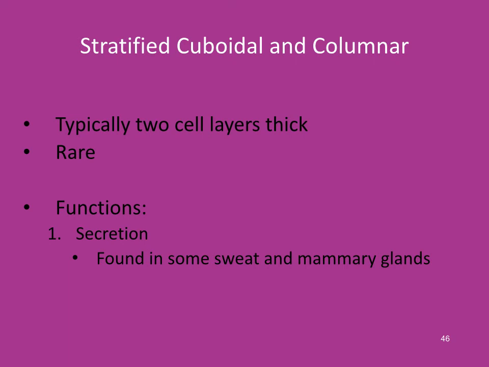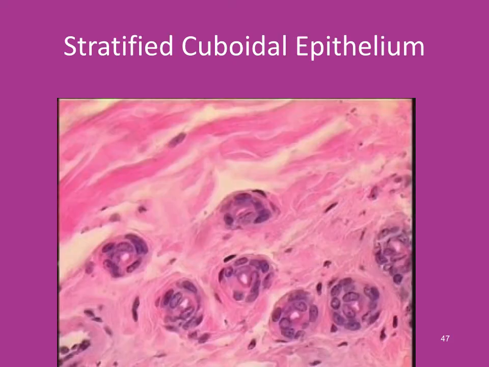Because although they're stratified, and those other examples of stratified tissues, I showed you they had like 20 or 30 layers. Well, the most these ever have is 2, okay? So whenever you see stratified cuboidal, it'll be 2 layers, 2 cells thick. Whenever you see stratified columnar, it'll be 2 cell layers thick. So that makes it pretty easy.